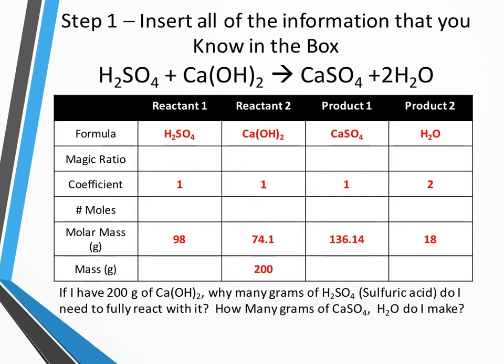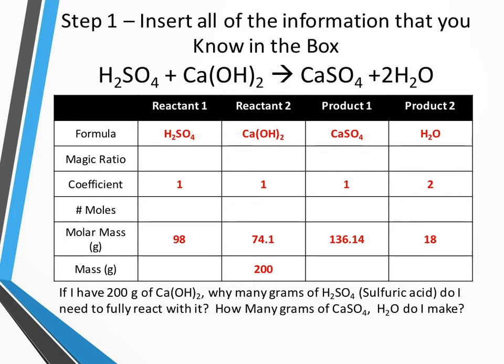Okay, so step 1 is to insert all the information that you know in the box. So we know what the reactants are. Reactant 1 is H2SO4, we put that there. Reactant 2 is calcium hydroxide, calcium sulfate for product 1, and water for product 2. Now remember, we don't list the 2 for water. It's just water. Magic ratio, that's blank. We don't know what that is yet. Coefficients from our balanced equation, we put those in: 1, 1, 1, and then 2. So H2SO4, 1, calcium hydroxide, 1, etc.